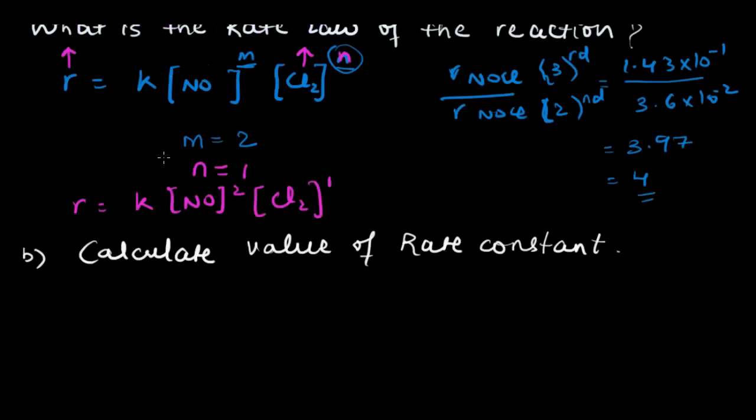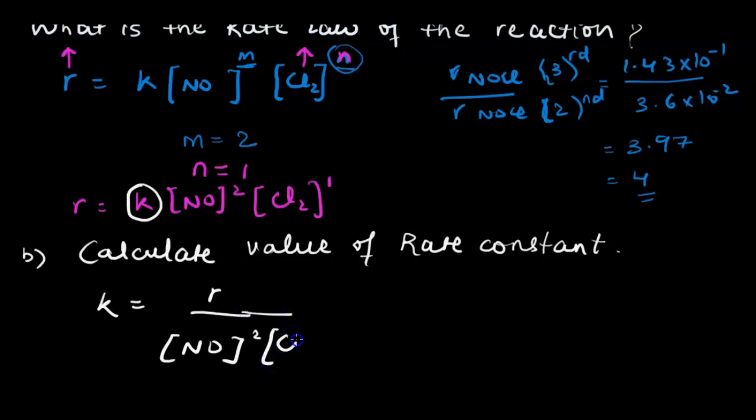Next part is to calculate the value of the rate constant. Going back to the rate law equation, we know the rate constant is K. So if we want to determine the value of K, we would have to isolate K. That would make our equation look like R divided by concentration of NO raised to the power 2 multiplied by concentration of Cl2 raised to the power of 1.